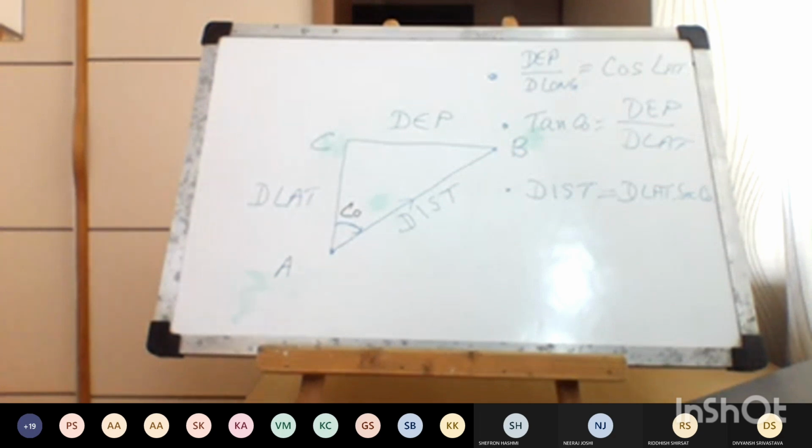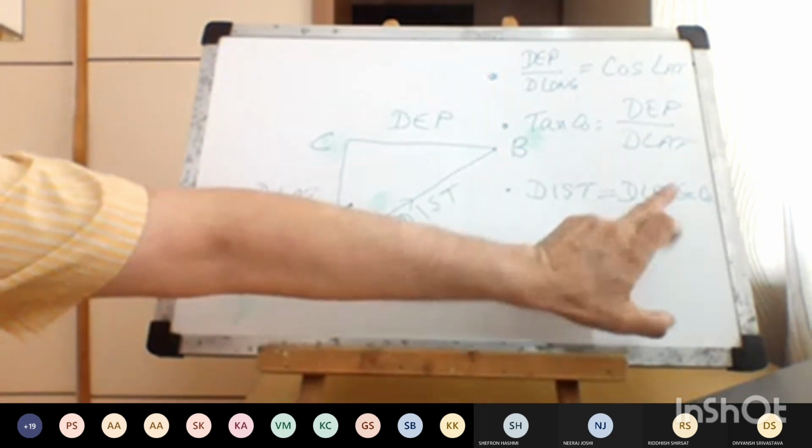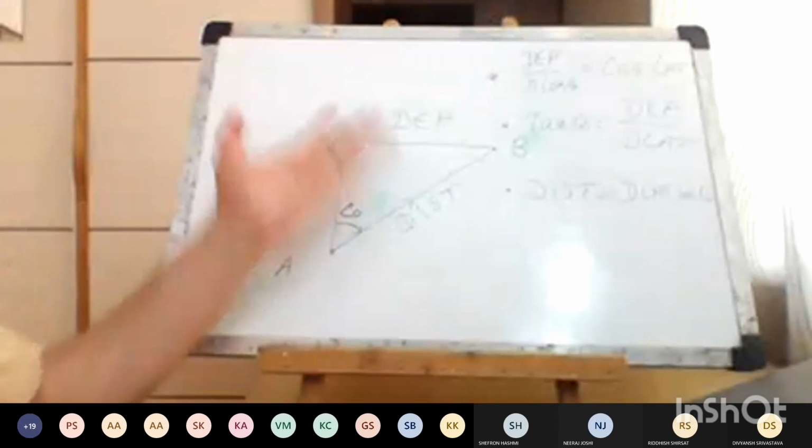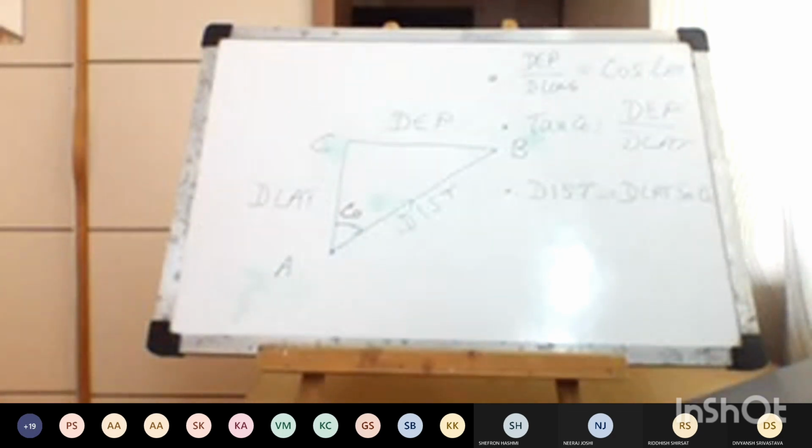Why I say accurate and good one? Because D lat you can never go wrong. D lat will always be there. Wherever there's departure, then either convert from D long to departure or whatever. So distance is equal to D lat into sec course is a very good formula which generally we use.